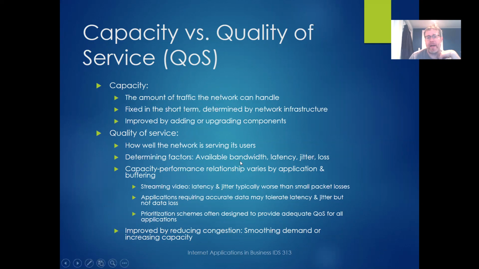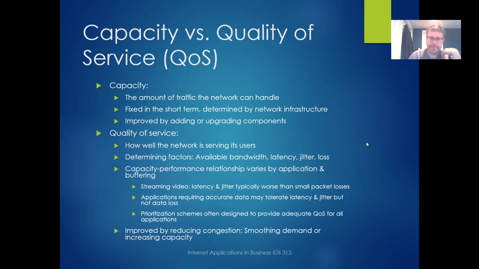And the big determining factors there, number one, available bandwidth, right? So how much capacity the network has, and other factors like latency, jitter, and loss. So latency is the delay from packets getting from point A to point B. We sometimes just call it lag, and people don't like it, but sometimes it's manageable. For example, for an email application, latency is not going to bother us that much. For a real-time first-person shooter video game or for voice over internet, yeah, lag is going to bother people a lot.